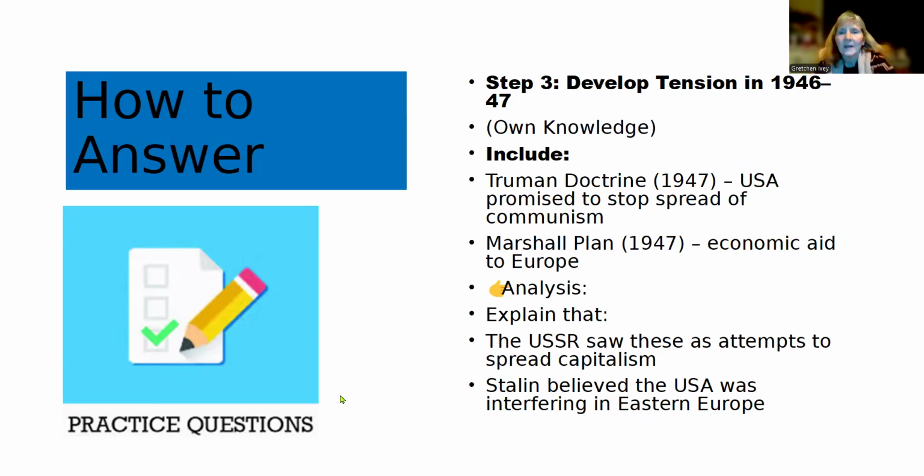Step three. Develop tension in 1946 and 1947. So what happened? Further develop that. This is your own knowledge. You could include the Truman Doctrine from 1947. USA promised to stop the spread of communism. The Marshall Plan in 1947. Economic aid to Europe to actually help the promises made in the Truman Doctrine. And then your analysis. Explain that the USSR saw these as attempts to spread capitalism. Stalin believed that the USA was interfering in Eastern Europe.